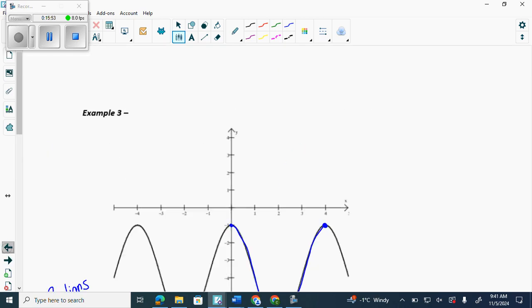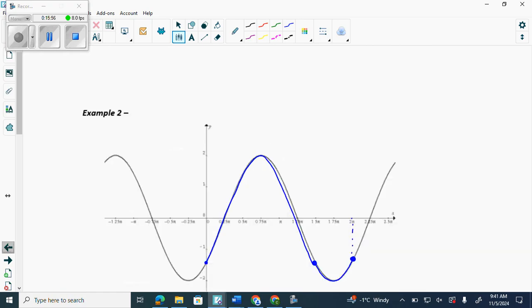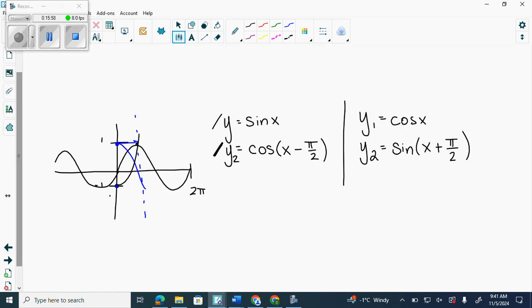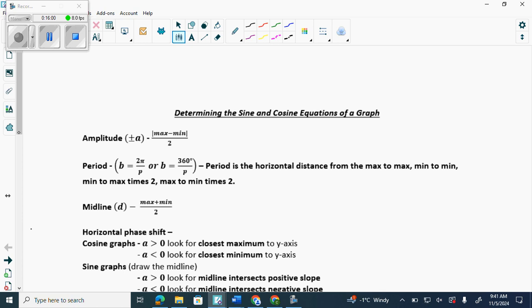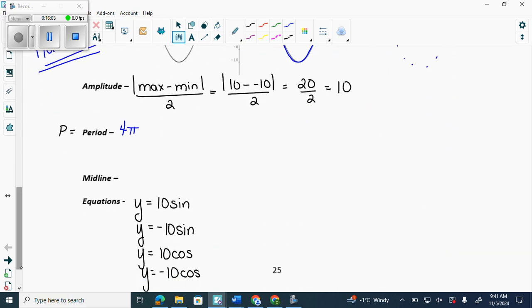All right, so let's go back to working with our equation. So the period, is the period the b value? No. How do we get the b value? Remember, period equals 2π over b. If I want the b, what could I do? Swap them, right? So b equals 2π over P.